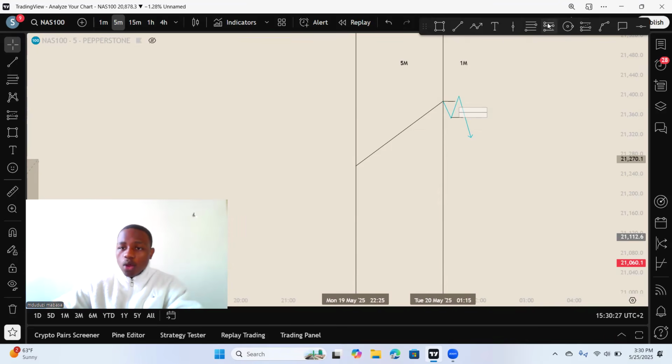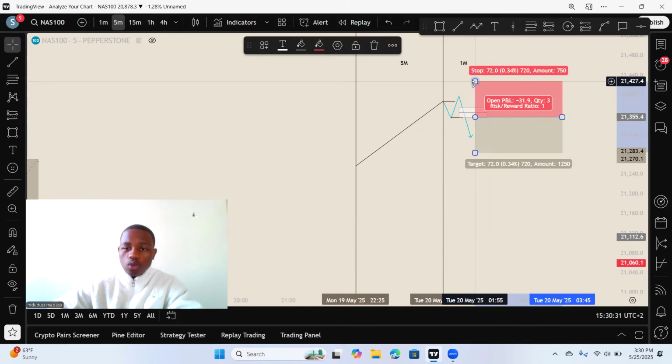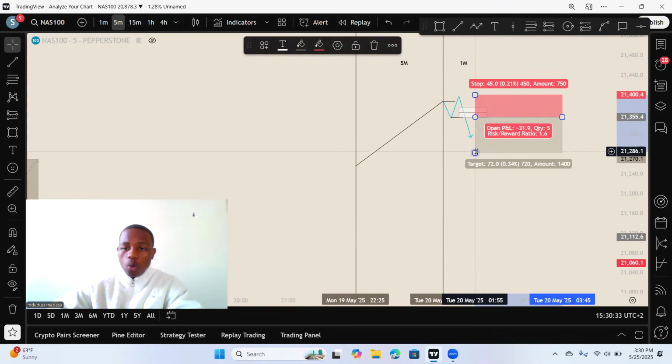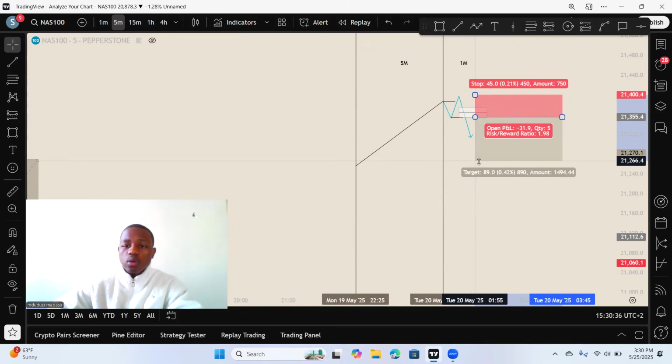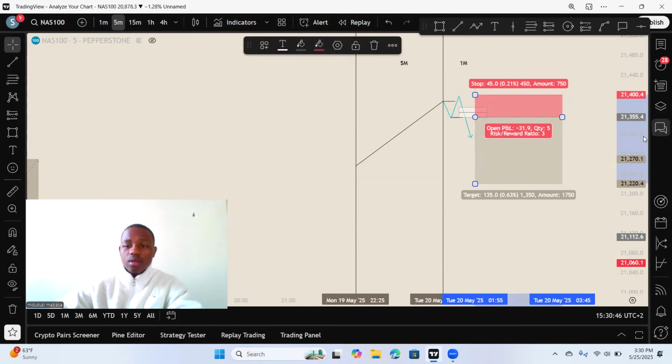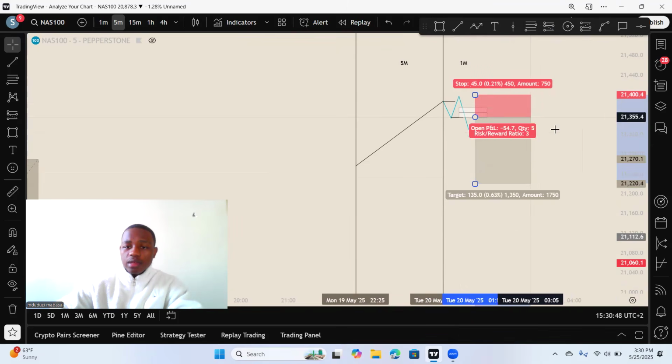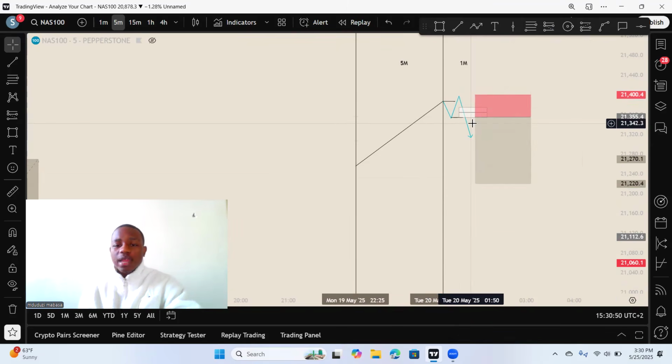Go and check it out so that you can learn more about this entry model. When it's like this, you're going to place your sells here. Stop loss here. Targeting what? 1 is to 2 RR, or 1 is to 3. Sometimes it can even go further. But let me just say 1 is to 3 or 1 is to 2. You see? So when it's like this, you just place your trades like this.